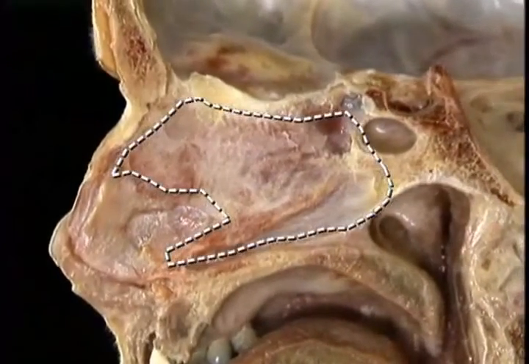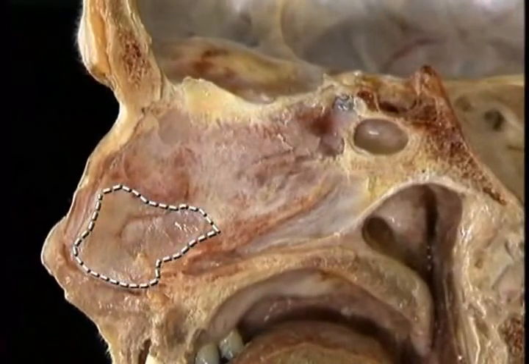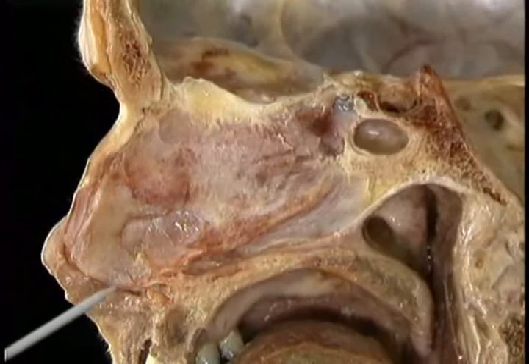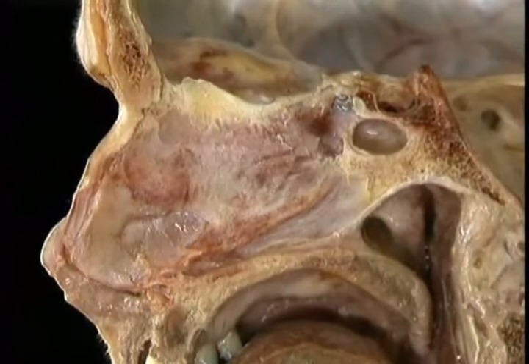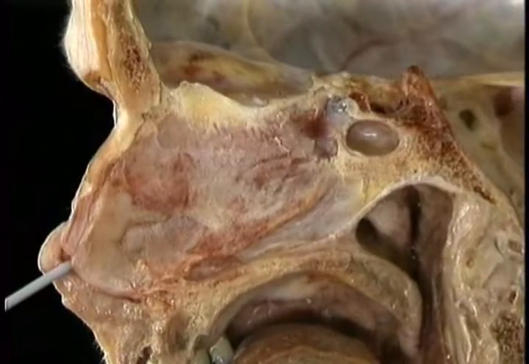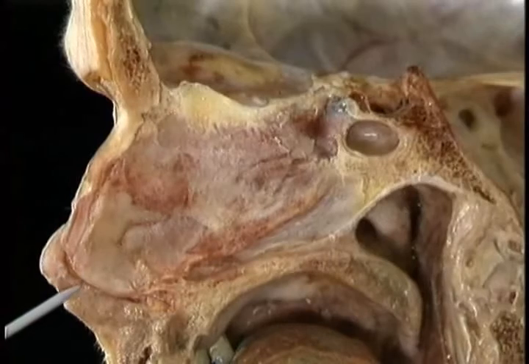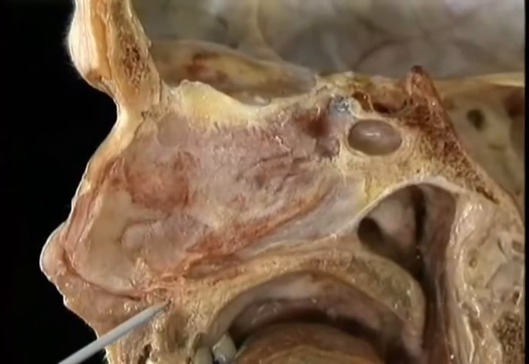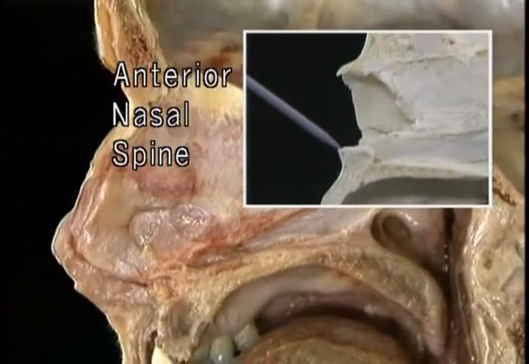This part of the septum is bone, as we've already seen. This part is formed by the septal cartilage. In this specimen, there's an unusual defect in the cartilage here. In front, the septal cartilage forms the bridge of the nose down to here, then runs downward and backward to attach to this bony prominence on the maxilla, the anterior nasal spine.